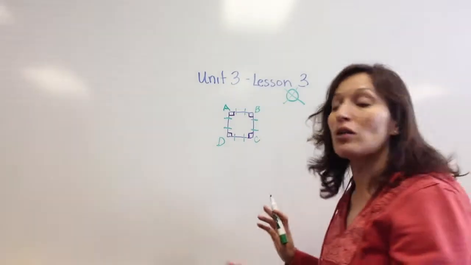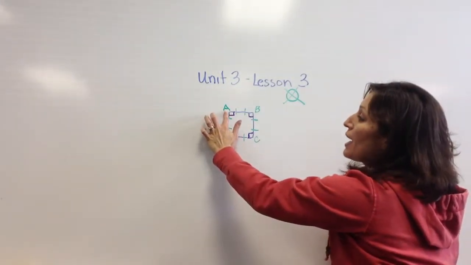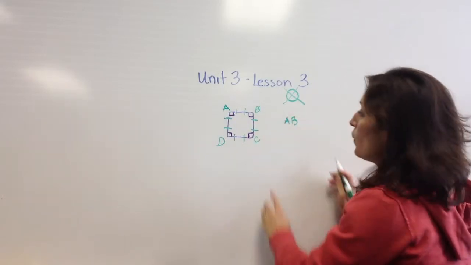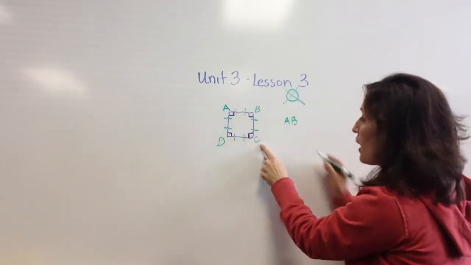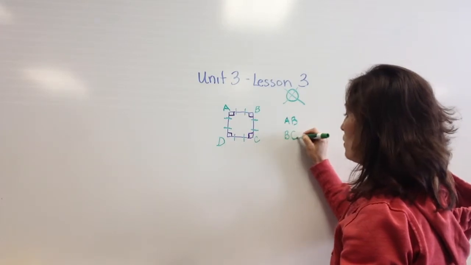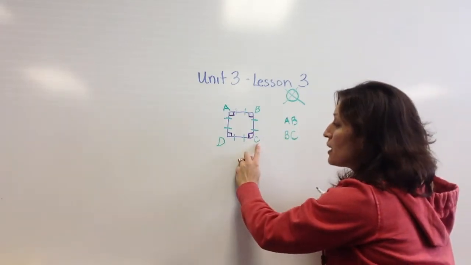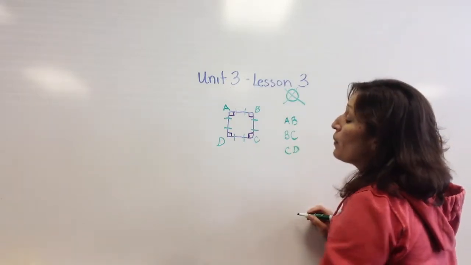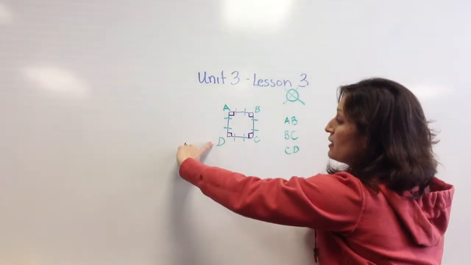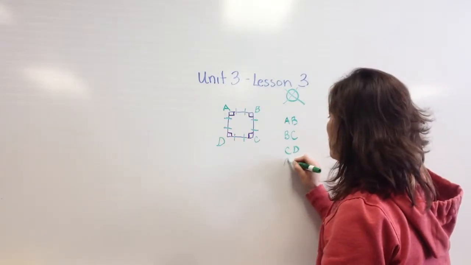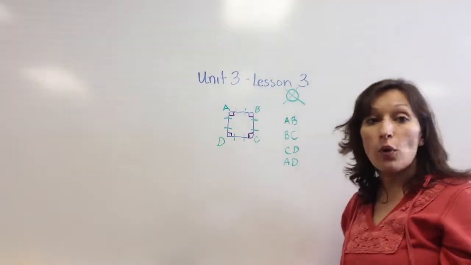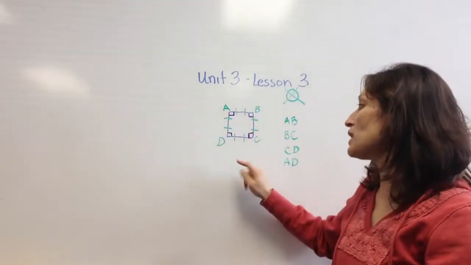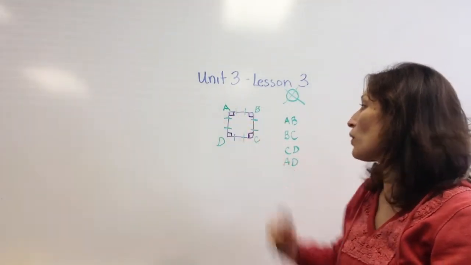Okay, so let's talk about our lines. We have an A, B line. We have a B, C line. We have a C, D line. Okay, and we actually have an A, D line too. So we would have 4 lines, 1, 2, 3, 4, which fits because on our shape we have 4 sides.